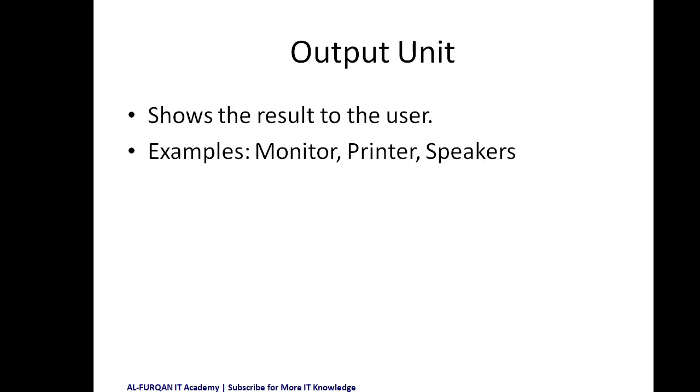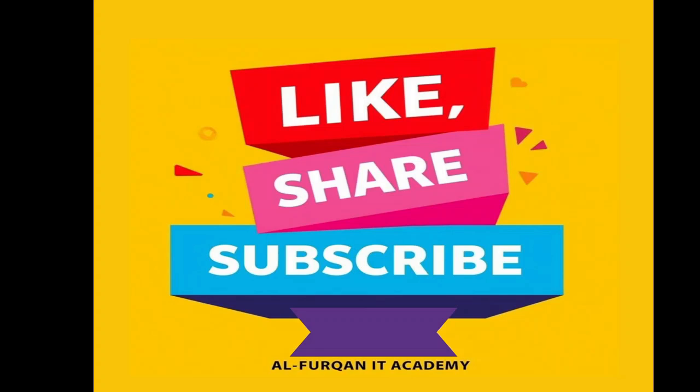The next one is the output unit. The output unit shows the final result to the user. Whatever we work on the computer is shown through the output device, and these output devices are monitor, printer, speakers and projector. So this is the complete block diagram explanation of the computer system.